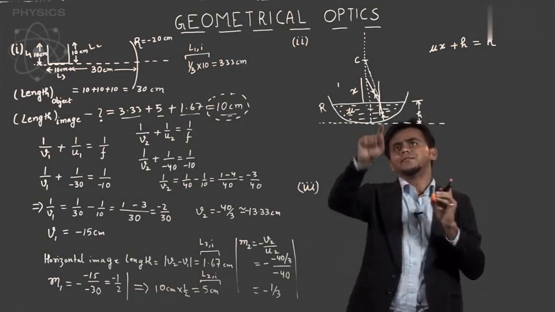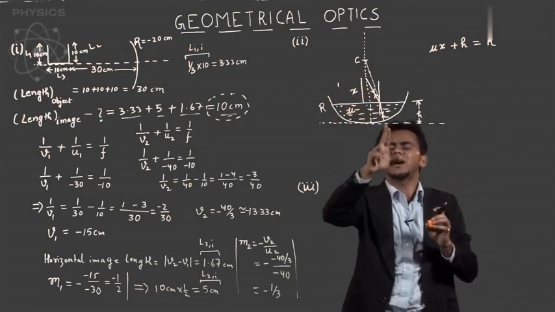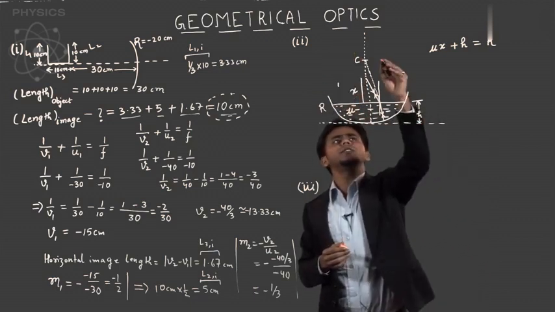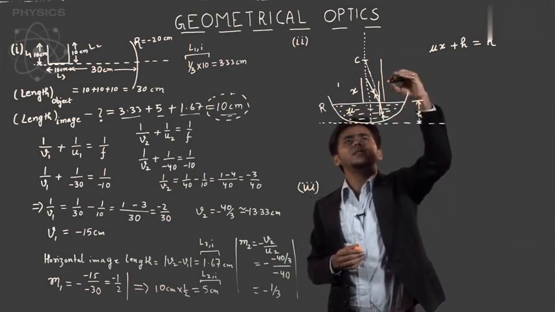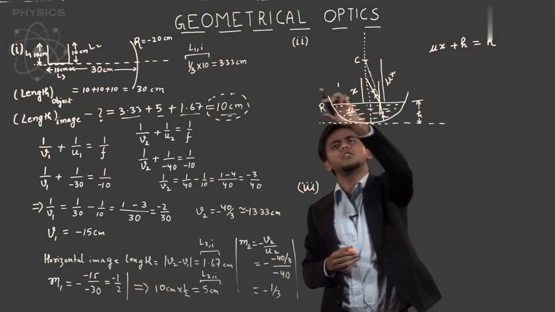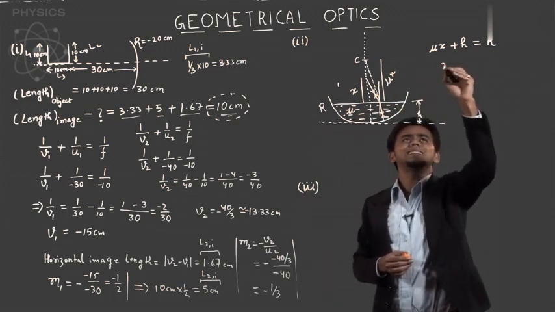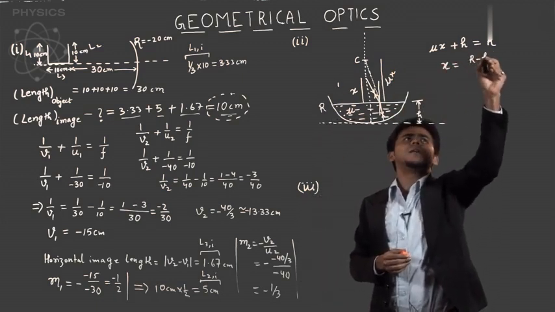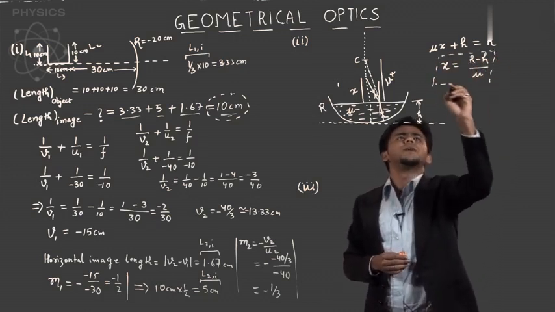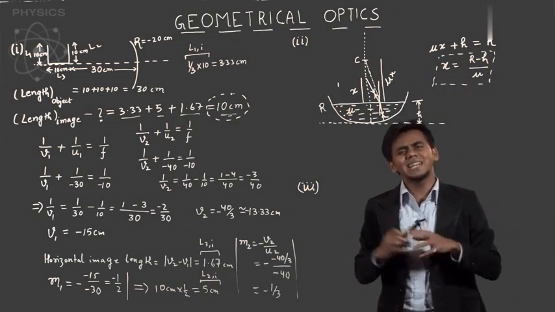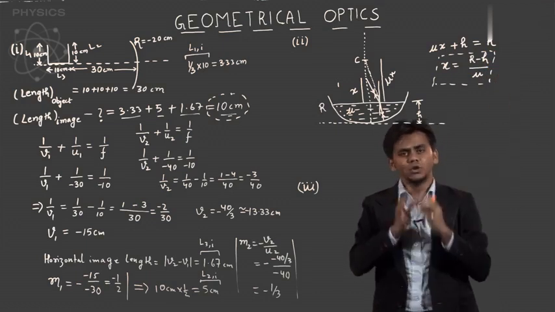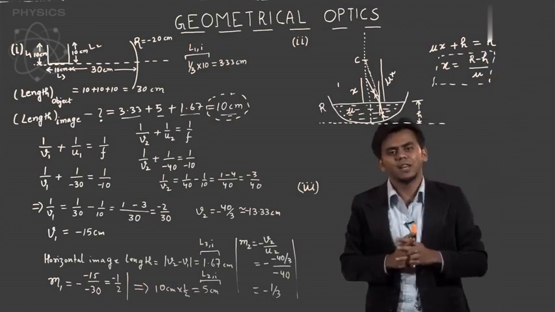Think it through. If this ray is going to the center of curvature, then the path would retrace. And if this ray is reaching the center of curvature, this length over here is what? Apparent height, which is mu times x. This is h. So mu x plus h is your r. So x is nothing but r minus h by mu. So if you keep the object slightly away from the principal axis at this distance, r minus h by mu, you'll get the image on the object itself.